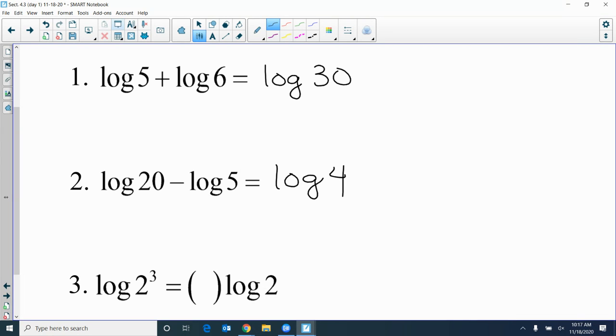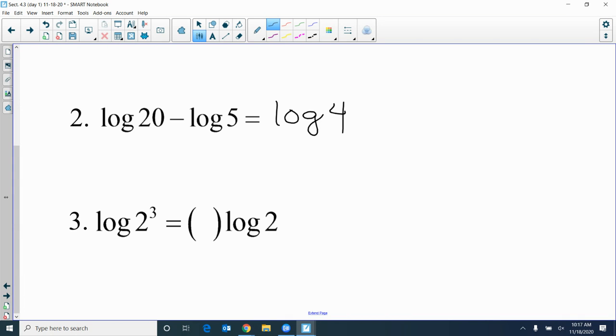And what do we do when we have an exponent? That exponent can come out in front as a multiplier.